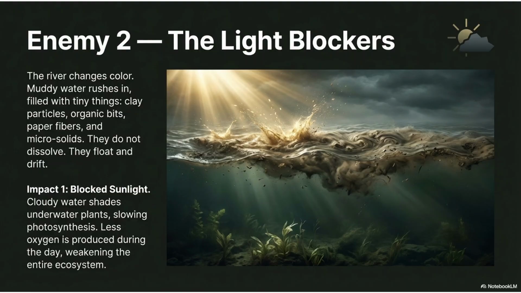Scene 2. TSS and turbidity, the light blockers and gill cloggers. Now imagine you are still that fish, but this time oxygen is okay. You can breathe. Instead, the river changes color. Muddy water rushes in. What is making it muddy?